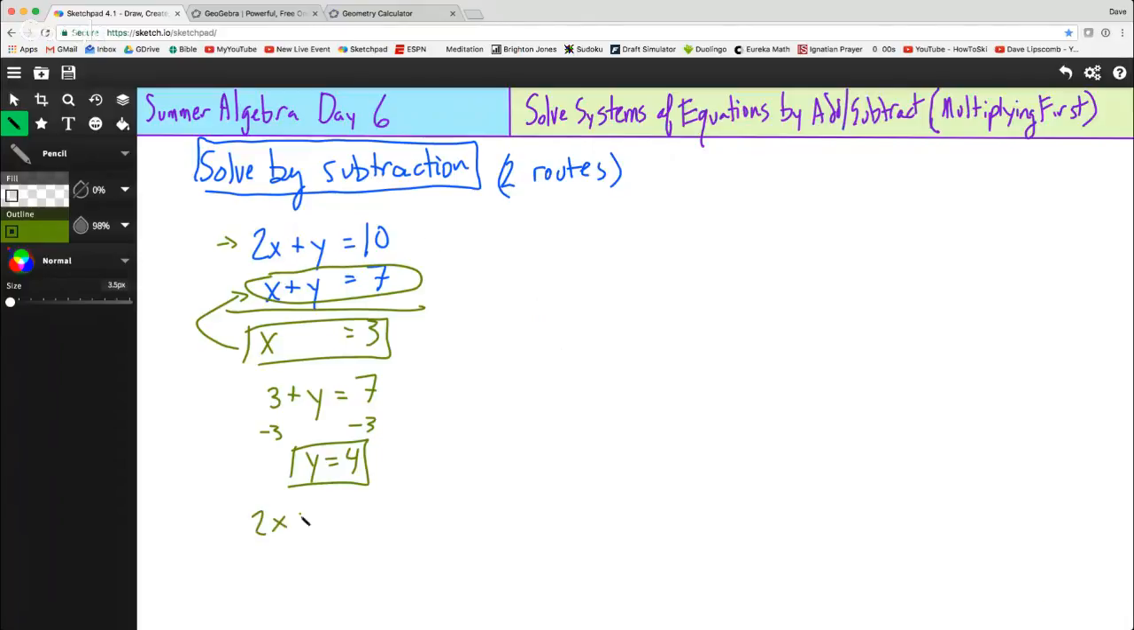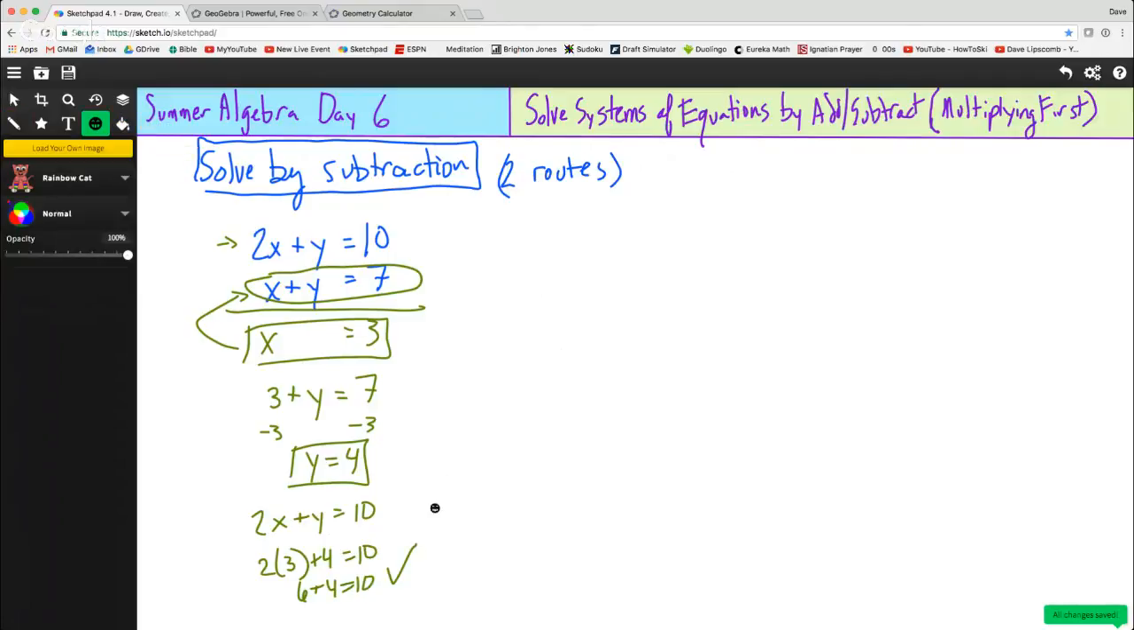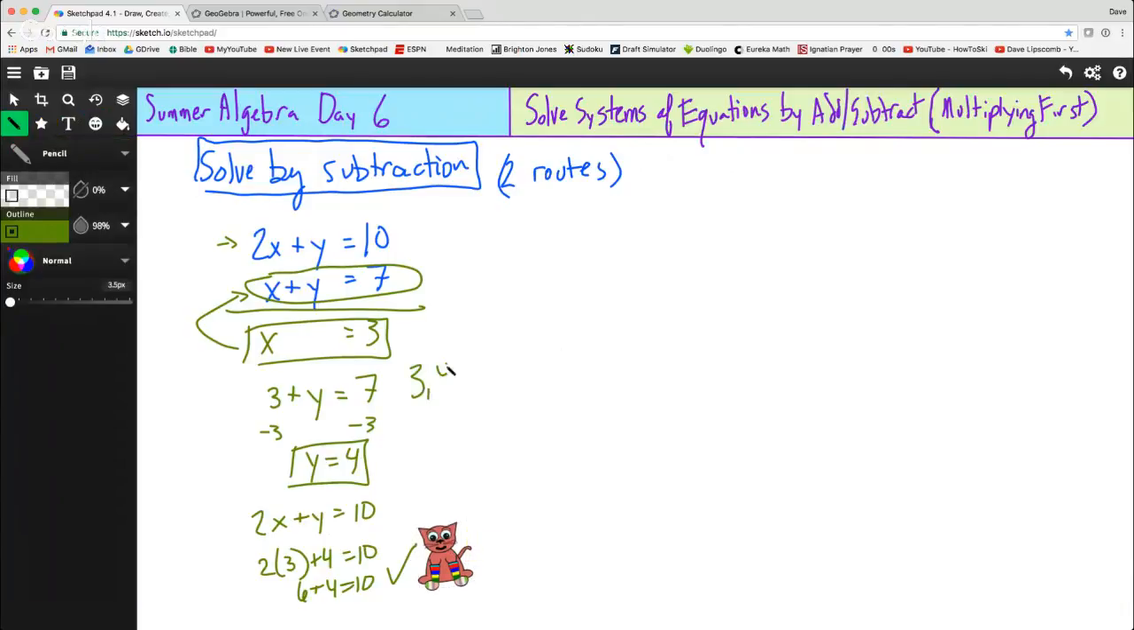So 2x plus y equals 10. So does 2 times 3 plus 4, does that equal 10? 6 plus 4 equals 10. Check. Let's just go ahead and put down a happy cat here, just because we're happy because we got the right answer. And again, the answer is (3, 4) boxed.